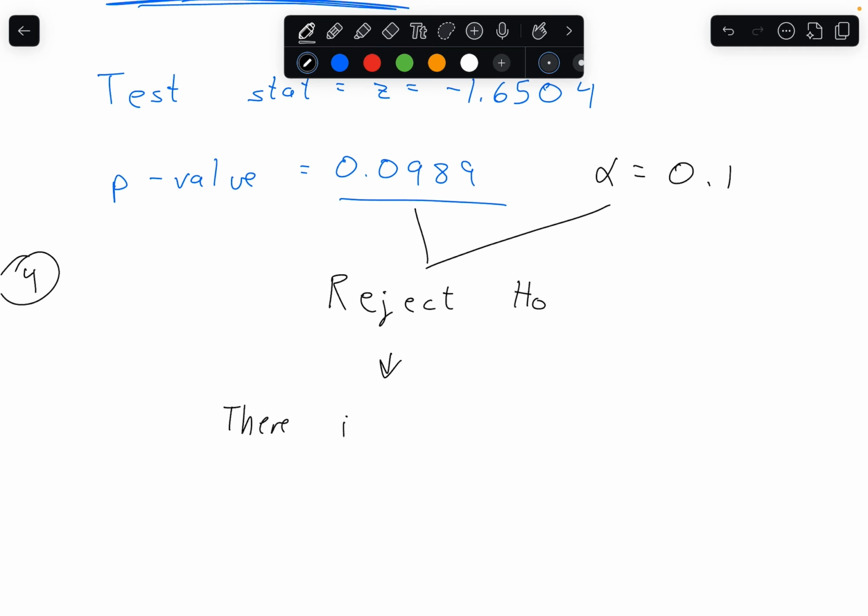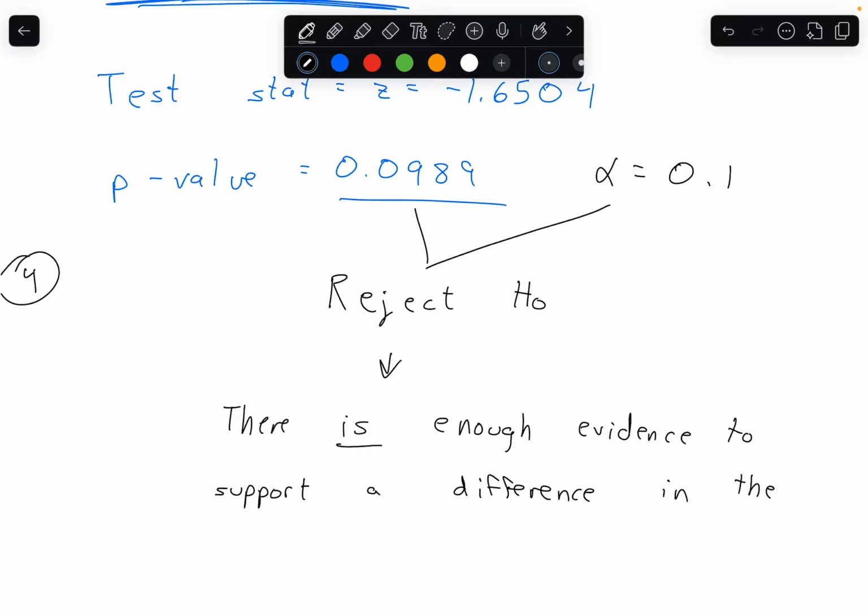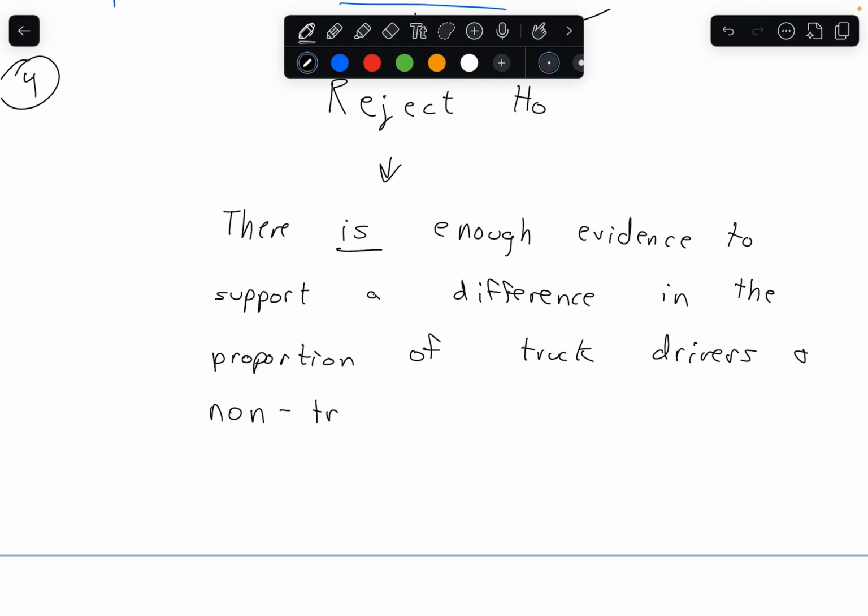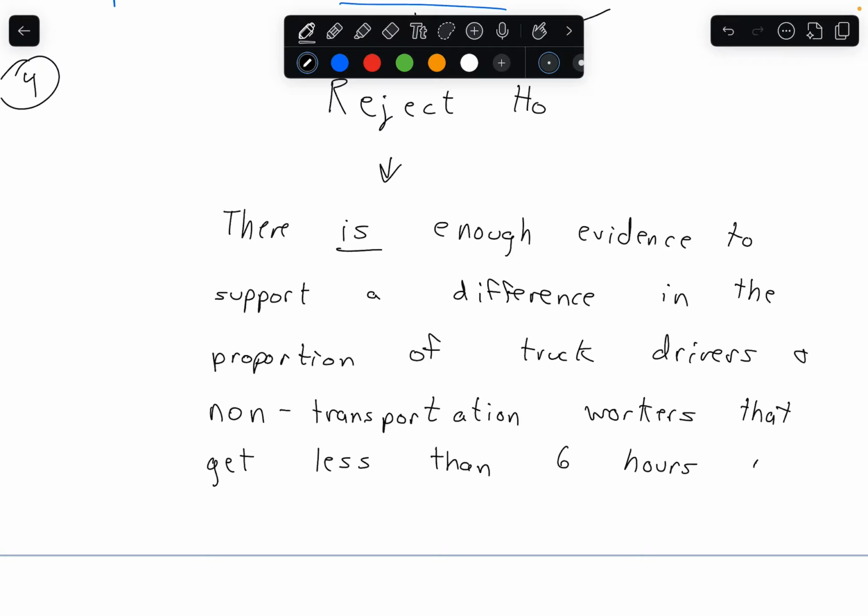There is enough evidence to support a difference in the proportion of truck drivers and non-transportation workers that get less than 6 hours of sleep. Less than 6 hours of sleep per day.